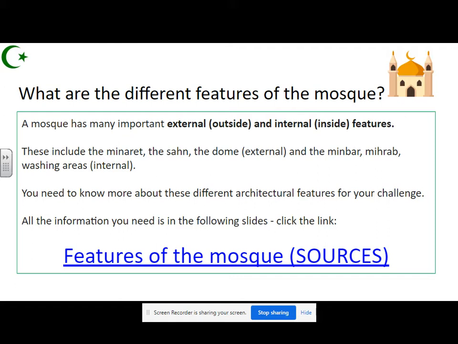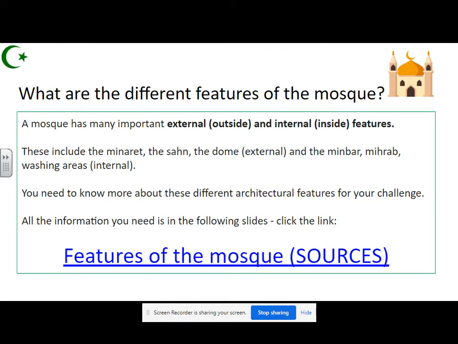These features include the minaret, the sahn, the dome, which are all external features, which means you'll see them on the outside of a mosque, and the minbar, mihrab, and washing areas, which are internal, which are on the inside of a mosque. You need to know more about these different architectural features for your challenge.